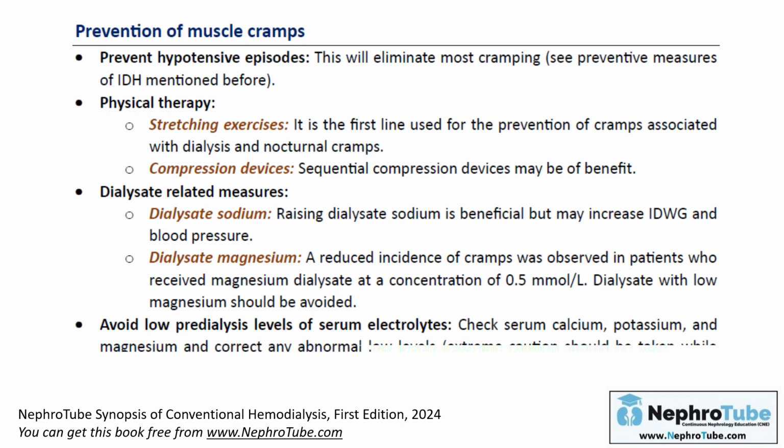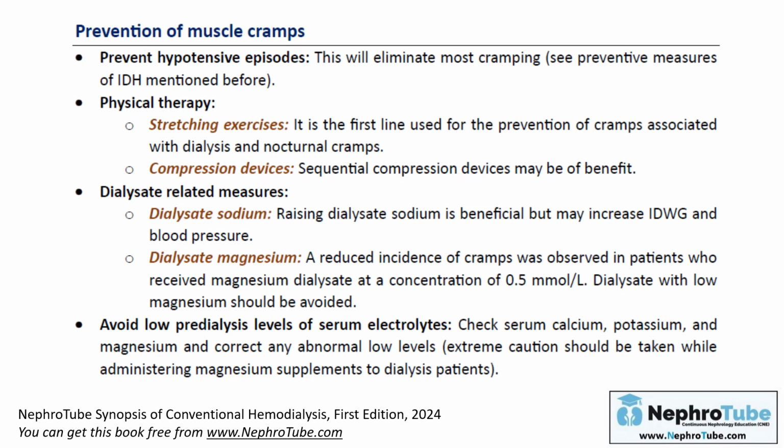The fourth point for the prevention of muscle cramps, especially in patients with frequent muscle cramps, you have to check the pre-dialysis serum level of different electrolytes. So calcium, potassium, magnesium, and correct these. If there is any abnormally low level, you have to correct it. But take care while you are giving a patient on hemodialysis a magnesium supplement, because it may be injurious in these patients. So you have to watch your dose and watch your patient for any side effects.